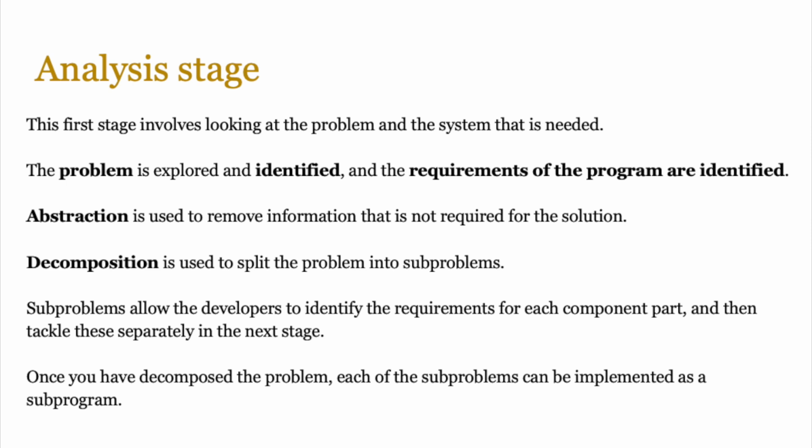This is the first stage and it involves looking at the problem that you want to solve or the system that you want to create. This problem is explored and is identified at this particular stage, and the requirements of the programs are then listed. Abstraction is used to remove any information which is not required to solve that problem. We also use decomposition, which is used to split the problem into subproblems so you can tackle each of those subproblems much more efficiently. Now, these subproblems allow the developers to identify the requirements for each component part, and then they can tackle those separately in the next stage, which is design.